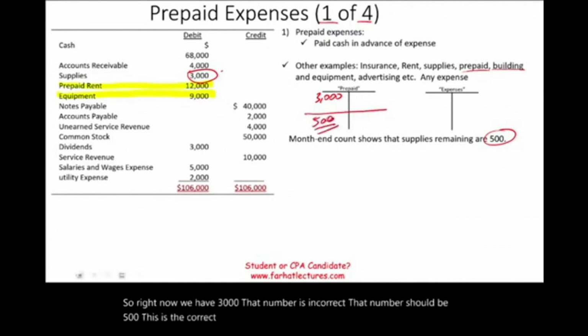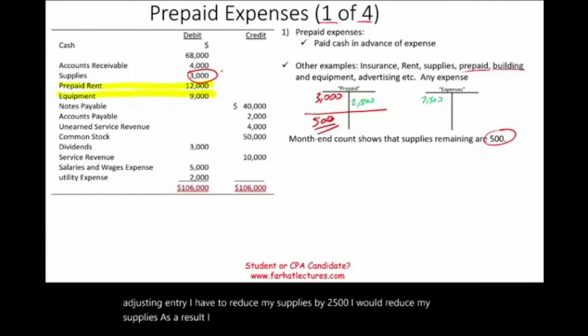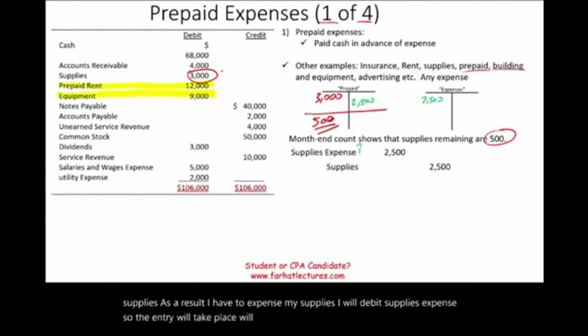What does that mean? It means I have to make an adjusting entry. I have to reduce my supplies by $2,500. As a result, I have to expense my supplies. I will debit supplies expense. So the entry will increase my expense and reduce my asset, supplies, by $2,500. As a result, I have the proper balance of $500.